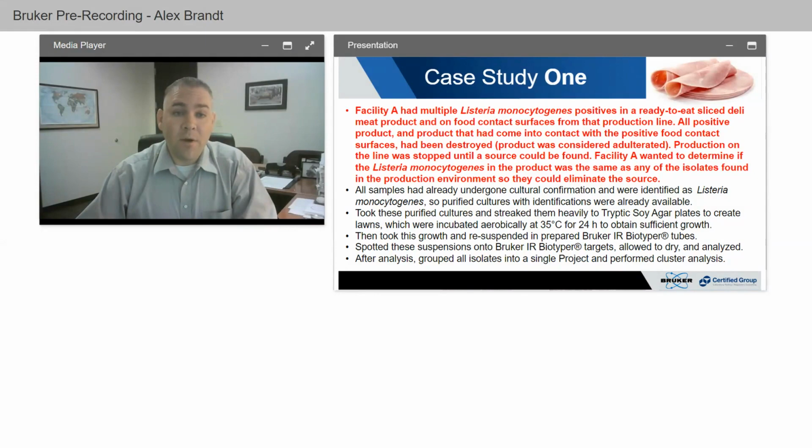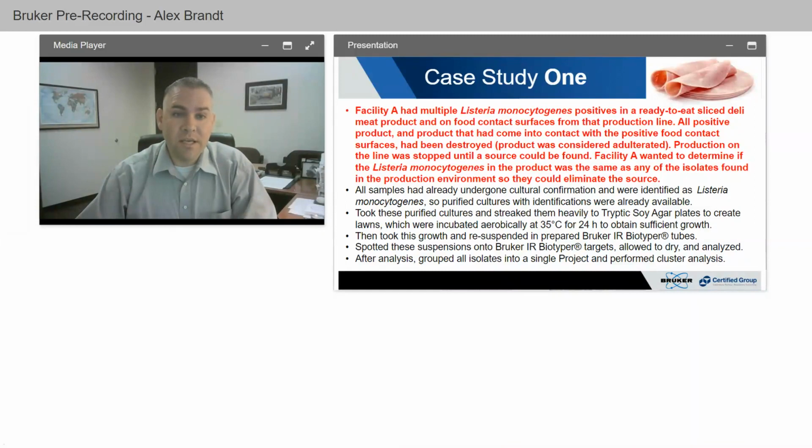One thing to note is that all positive product and product that had come into contact with the positive food contact surface had been destroyed. Because their product was considered adulterated, the facility went ahead and destroyed everything. So they still had these isolates to work with, but it wasn't going to implicate any product or their production facility. So they just wanted to figure out what was going on. And they had stopped production on the line until they could find a source.